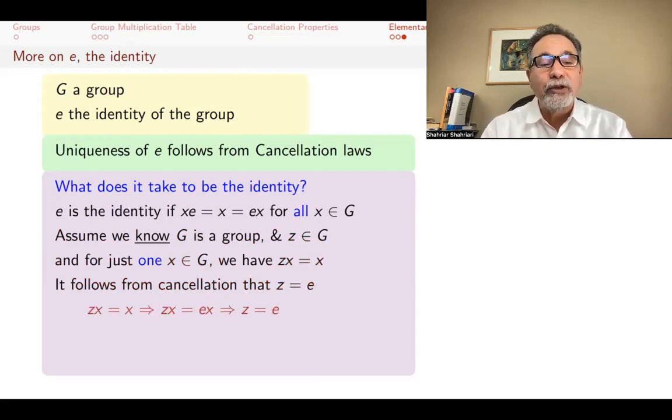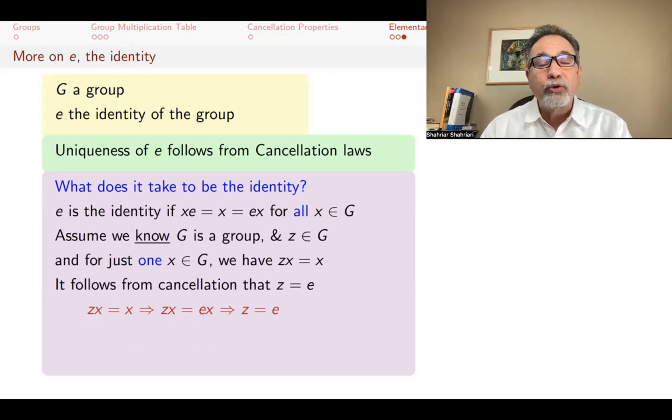Why? If Zx equals X, then Zx equals EX. E is the identity of the group. Maybe Z is the identity, maybe it's not. We're reserving judgment about that. But E is the identity, and we have Zx equals EX. And then we can cancel on the right the X's, and we get Z equals E. We could have done the same thing if we had XZ equals X. We would have also got that Z is the identity.